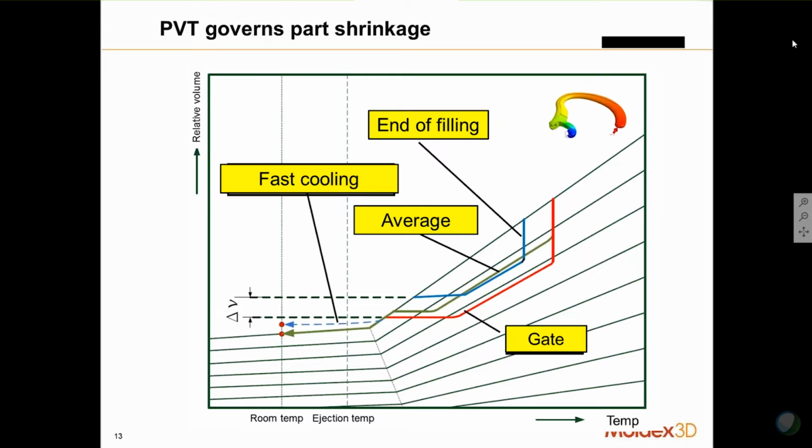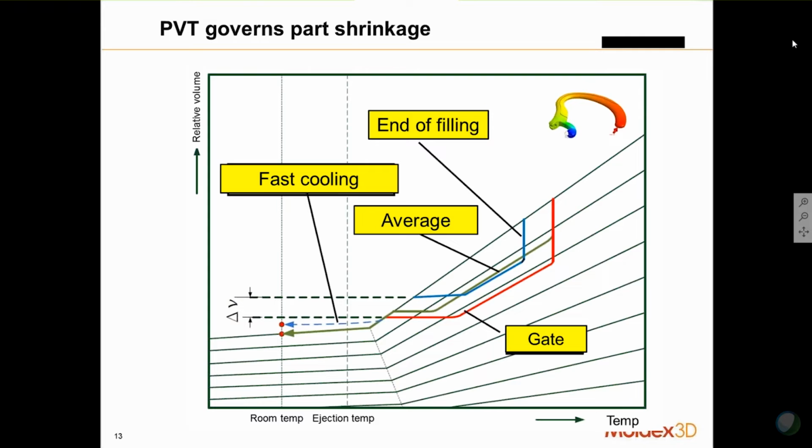In this case, we are looking at two different locations for this product. The red line is the location near the gate, and the blue line is the location at the end of the filling. So you can observe that for this specific product, even though it's not a very huge product, the different areas do follow different PVT trajectories.